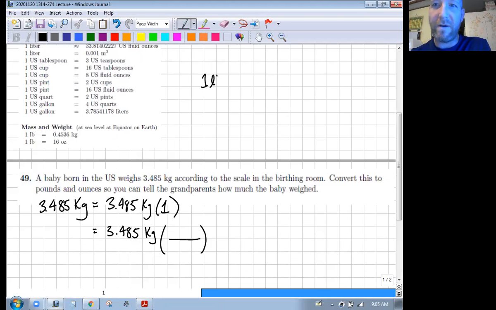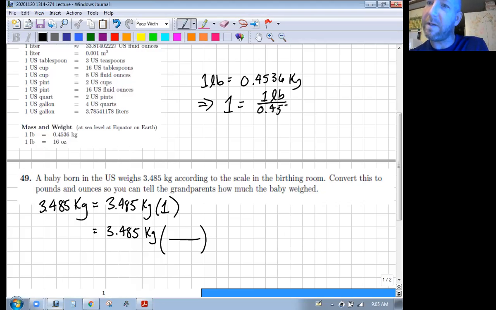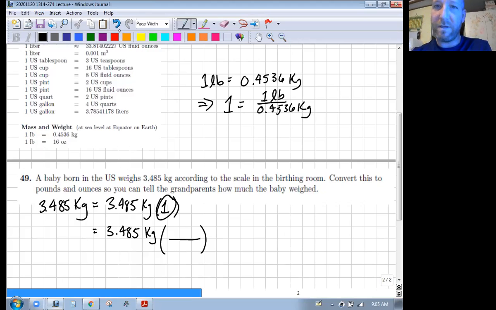Since 1 pound is 0.4536 kilograms, that tells us that the number 1 is the same as 1 pound or 0.4536 kilograms. So that's number 1 here. We need 1 pound over 0.4536 kilograms. So the kilograms go away. We're left with pounds.